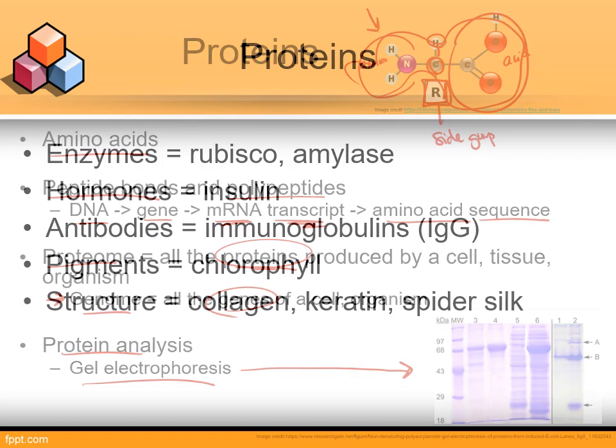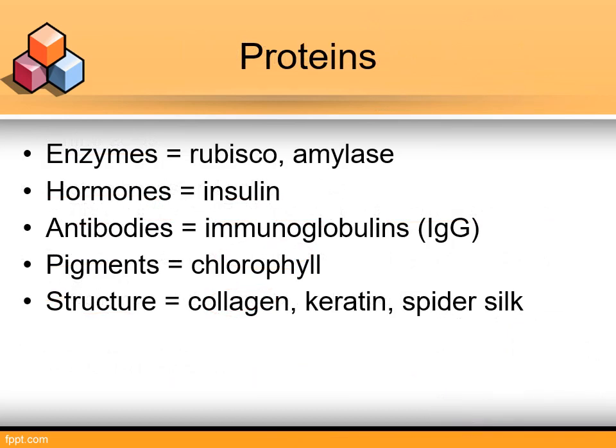So different examples of proteins. Proteins can be enzymes. Examples are rubisco and amylase. Rubisco is involved in carbon fixation in photosynthesis.